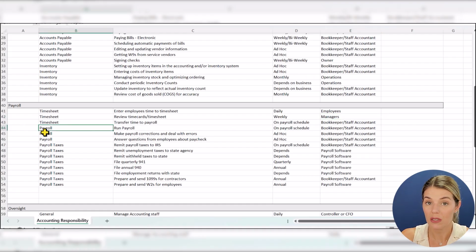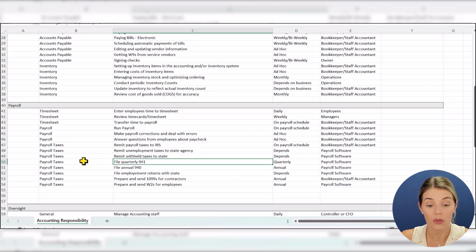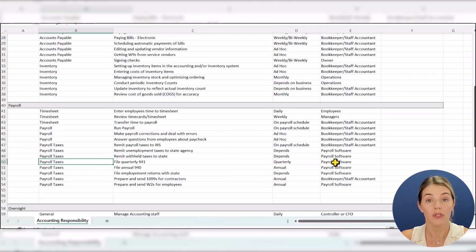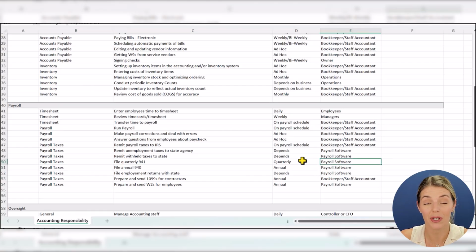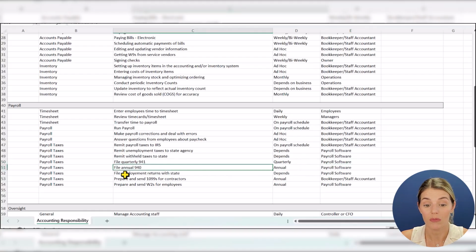Who is actually pressing the button to run the payroll? Who's doing that? Who's remitting the payroll taxes to the IRS? Now, sometimes this is done automatically by your accounting system, which would be great. Filing your quarterly 941s. Hopefully that's your payroll software. If your payroll software isn't doing that, you need to start considering something like Gusto that could do that for you. And then filing quarterly employment returns with the states.